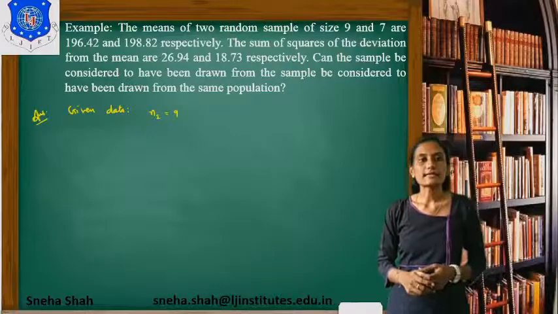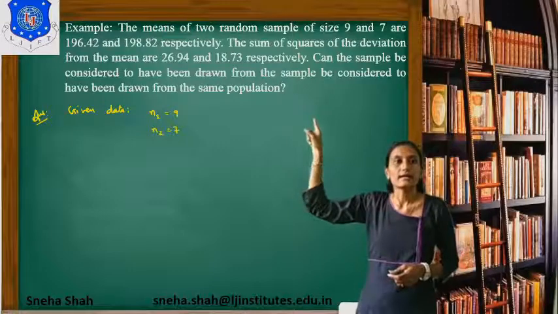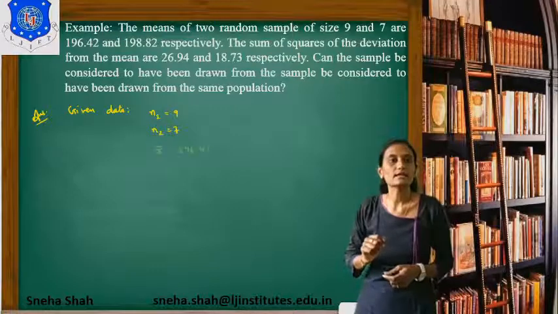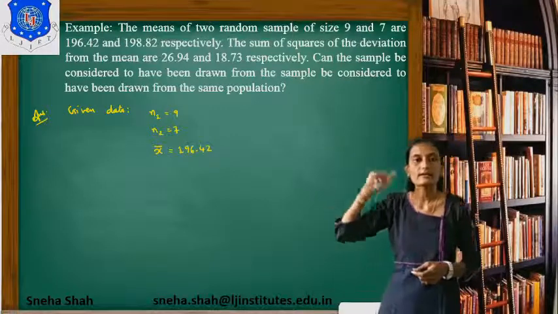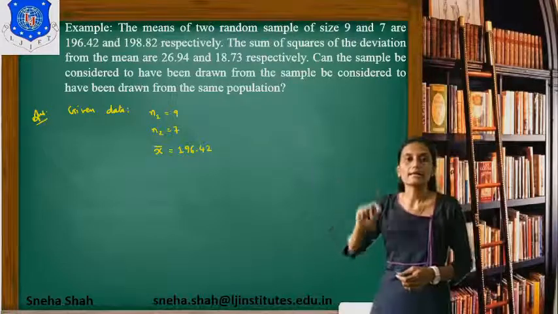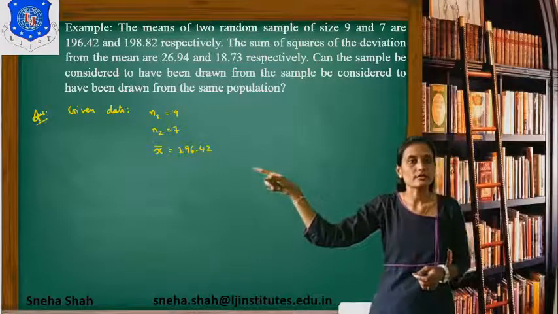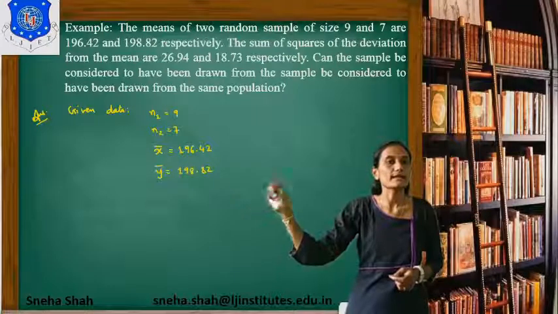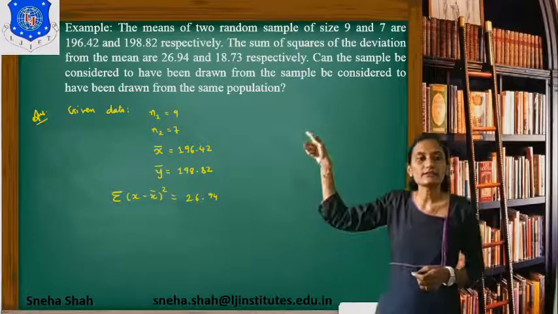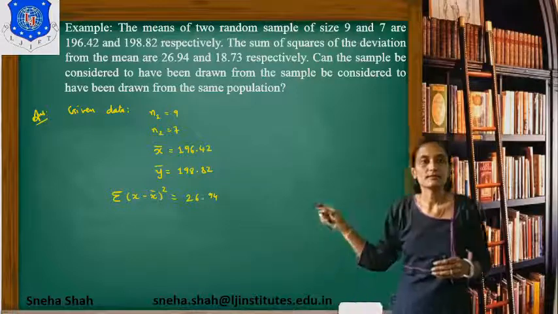So for that, which data are given to you? N1 is given as 9, N2 equals 7. Then the next thing is the means given for the first and second random variables. We will represent the first random variable x by x bar, and the second by y bar. So the value of x bar equals 196.42 and the value of y bar equals 198.82. Now the next thing given is the sum of squares of the deviations of the values from the mean of each random variable, meaning this one.